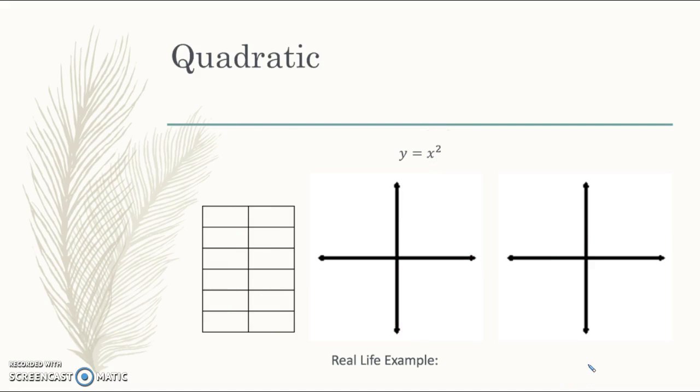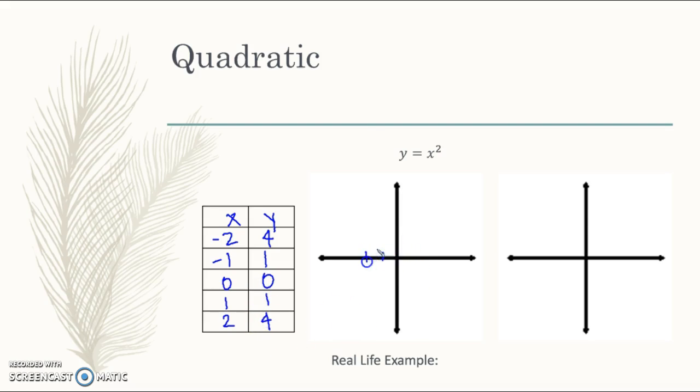Our next one is quadratics. A quadratic parent function is y equals x squared. You should have seen this one already. So if I have my xy table, I put those original 5 points in it. Negative 2 squared is a negative 2 times a negative 2, so that's positive 4. A negative squared is always going to be positive. Negative 1 squared is 1, 0 squared is 0, 1 squared is 1, and 2 squared is 4.